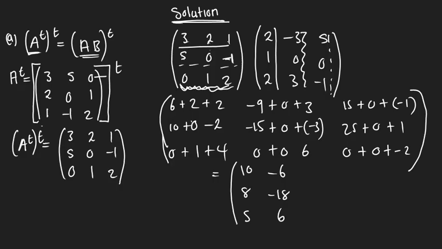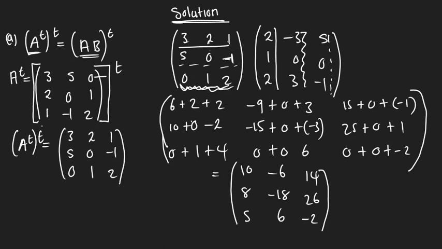Negative 15 plus 0 minus 1, it's 14. 25 plus 0 plus 1 is 26. Then this is like minus 2. Now, this is what we've gotten.